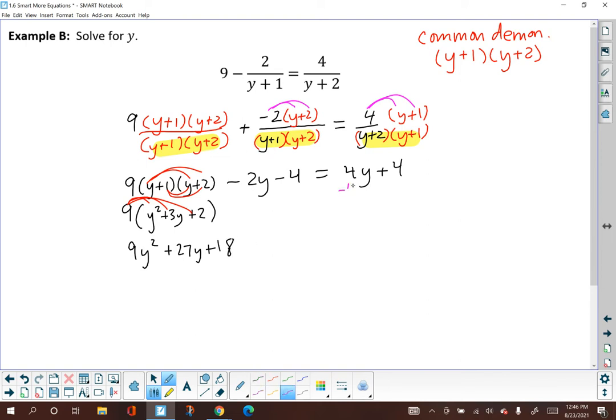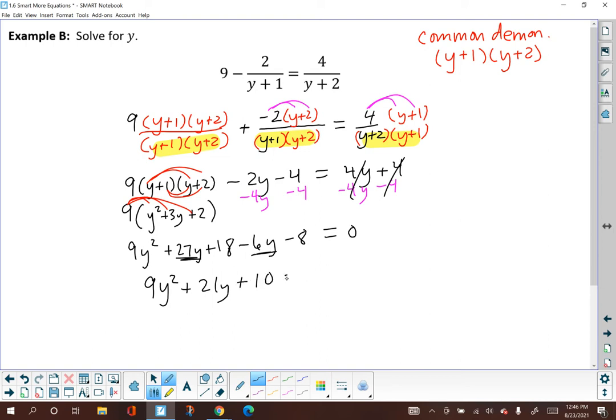I'm going to go ahead and subtract these. So I get my 0. So I've got negative 6y minus 8 equals 0. All right, combining up our terms, we have 9y squared plus 21y, because I combined this term with this term, and on the end we have a 10, an 18 minus an 8. Okay, so we get to factor this one, another one that looks fun.